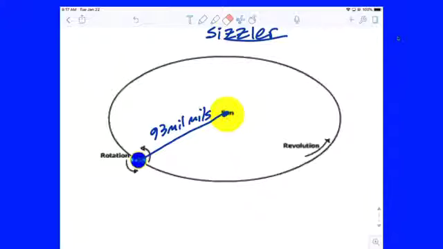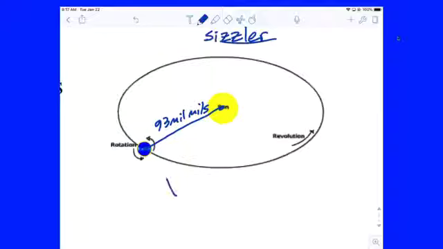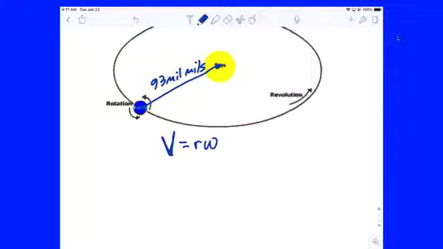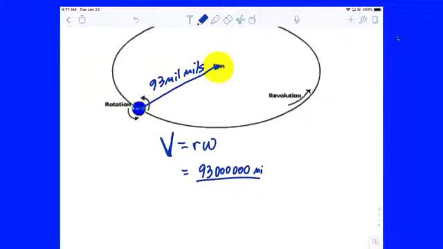All right. So what formula are we going to take? We're going to take V equals R omega. V is linear velocity. We're going to measure it in miles per hour. R is the radius, and omega is the angular velocity. So let's just go ahead and plug in. The radius is 93 million, so that's 1, 2, 3, 1, 2, 3. Like you're polka dancing. That's how you know how many zeros you get. Just do it twice. 93 miles over 1, if you want, times the angular velocity.